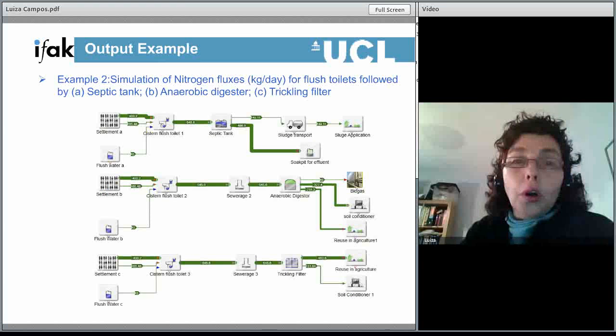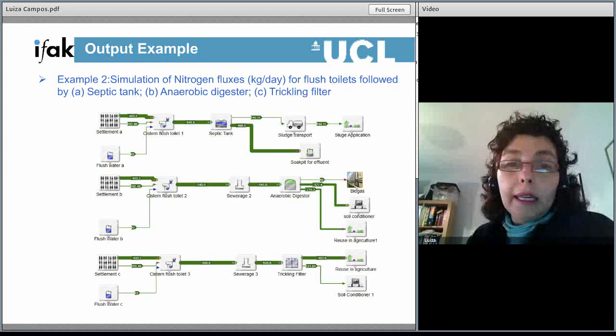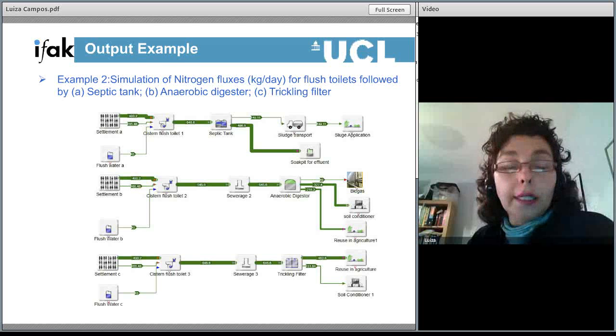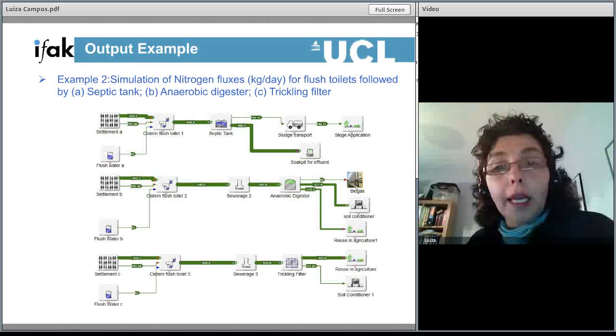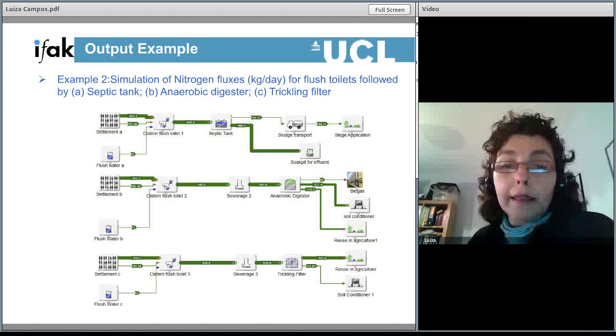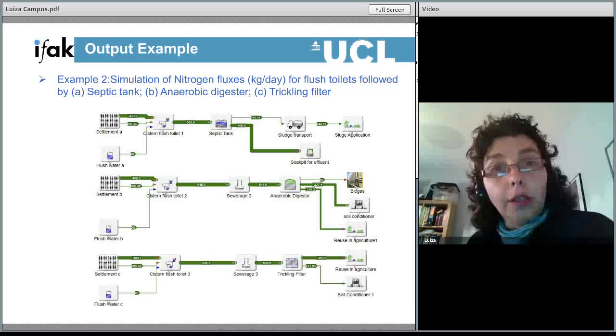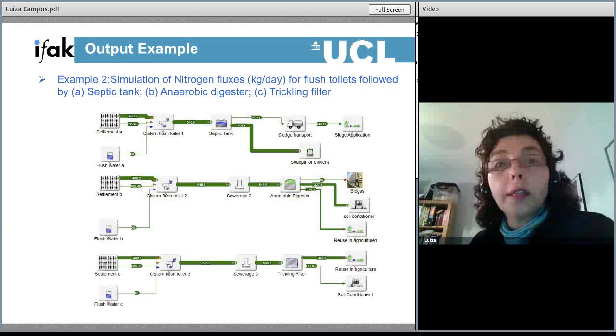Example 2 shows a simulation of the nitrogen fluxes. You have another example, a system using a flush toilet. The first one is followed by a septic tank, the second one by a sewer system. In the second and third ones, the sewage is collected and goes to an anaerobic digester, and the third one, instead of going to the anaerobic digester, goes to a trickling filter.